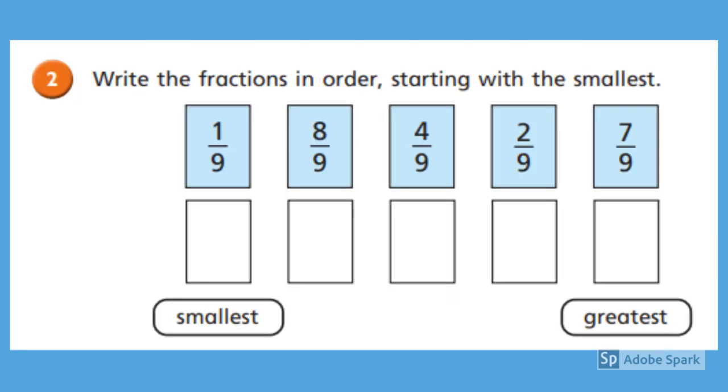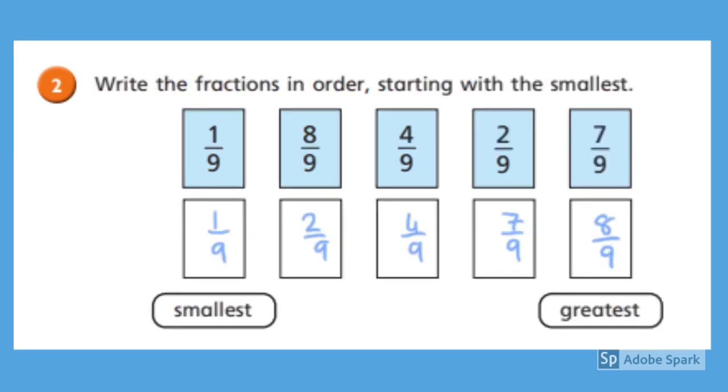Pause the video on question number 2. Remember the stem sentence about the denominator being the same? Look at the numerator and put them in order, smallest to greatest. Let's check your answers. Were you correct? 1/9, 2/9, 4/9, 7/9, 8/9. Ordering from smallest to greatest.